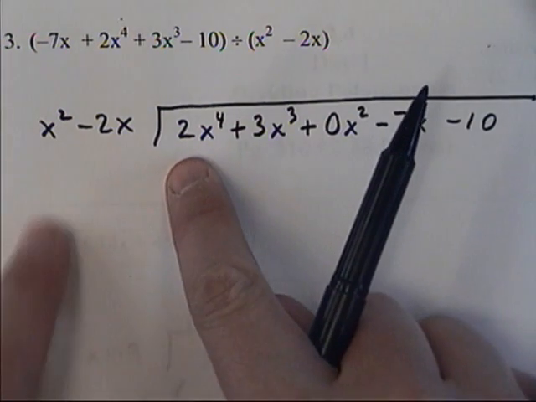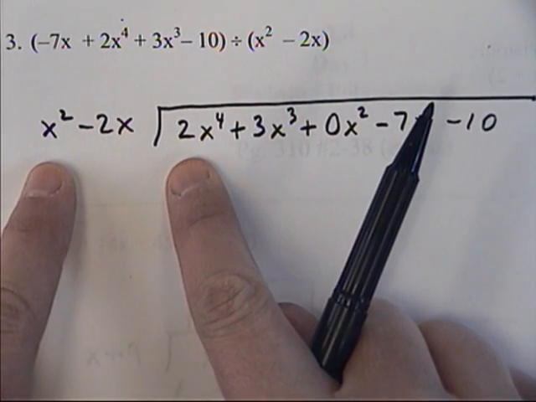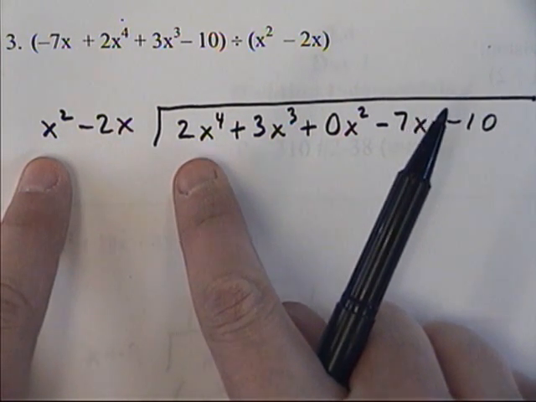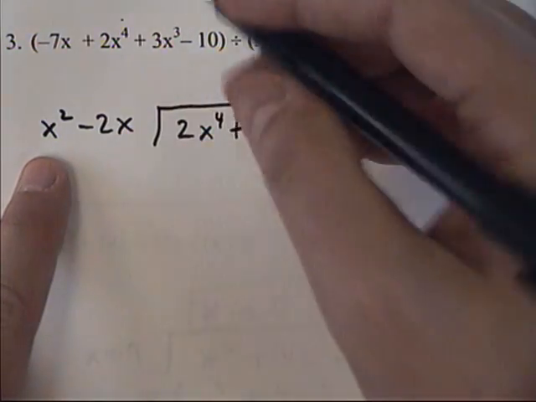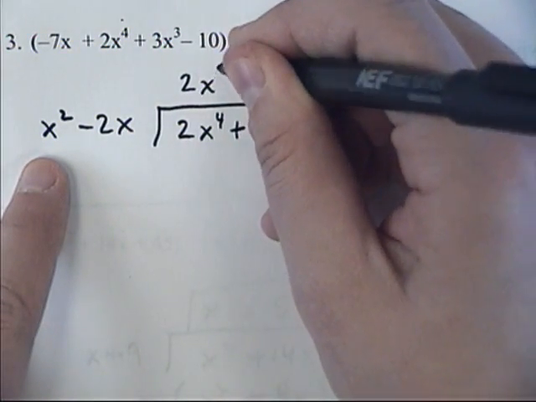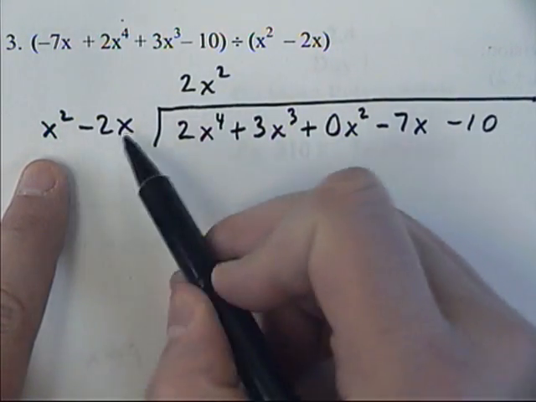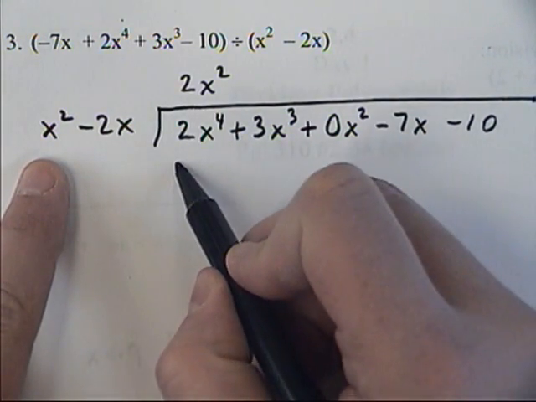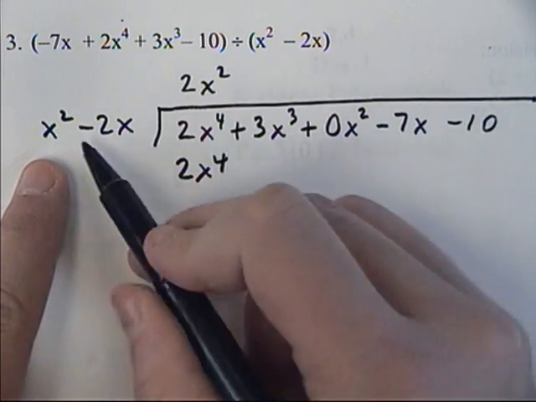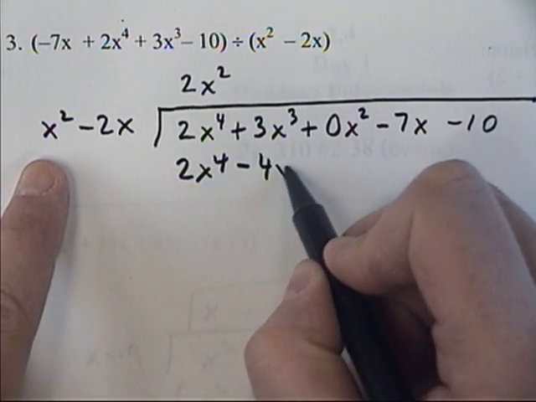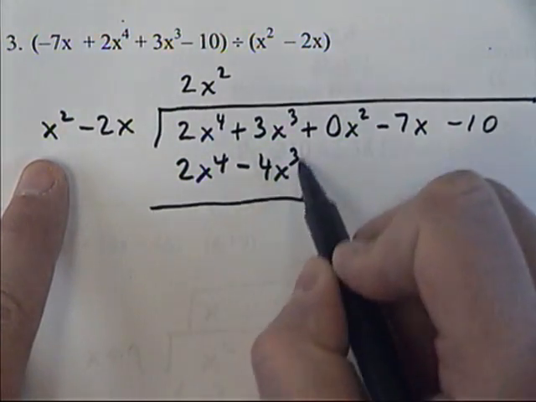Now, as we divide, we do it just like I did with example number 1. x squared times what is 2x to the 4th? Well, that's 2x squared. We take our answer and we multiply it through the divisor. So 2x squared times x squared is 2x to the 4th. 2x squared times negative 2x is negative 4x to the 3rd.